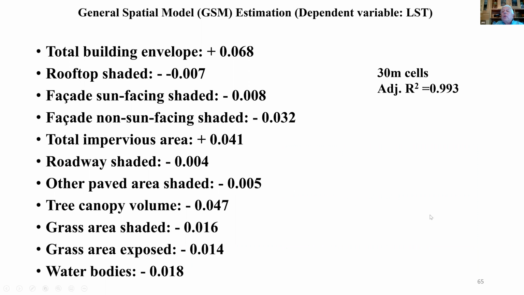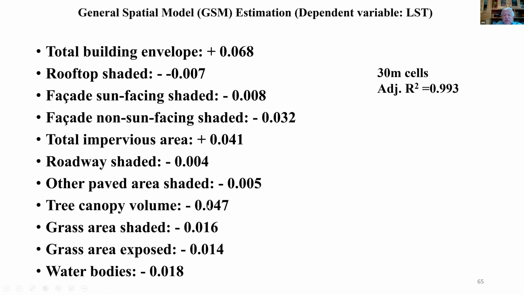I don't present you a table, but essentially this model has an R-square of close to 0.99. And what is extremely interesting is that the effects and the signs are all correct, all as expected from theory. So you can see here the total building envelope has a positive effect. However, the part of the rooftop that is shaded has a negative effect. The part of the sun-facing facade that is shaded has a negative effect. Same for the other non-sun-facing facade, negative effect. Impervious area has a positive effect. However, the shaded part is negative. The other paved part is negative.